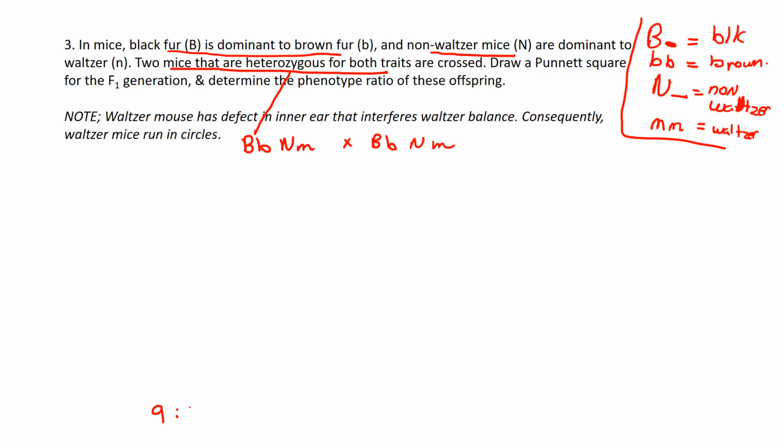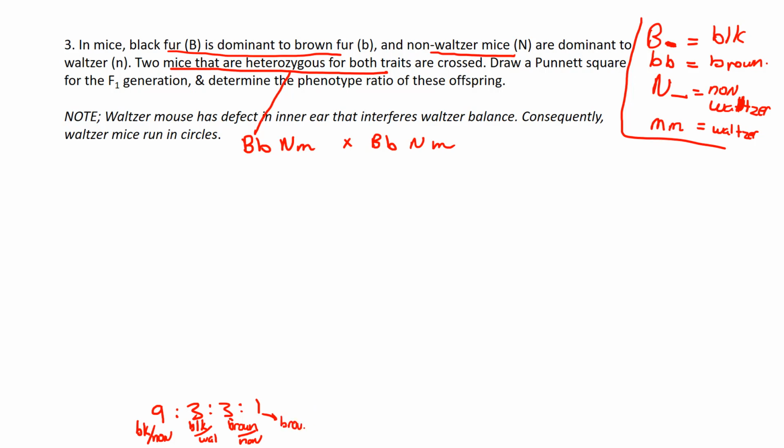We know it's going to be a 9, 3, 3, 1 ratio. If they were only asking for phenotypic ratio, we'd be done. So the 9 basically is double dominant: black and non, let's just abbreviate saying non. The 3 is one of the traits dominant, black, but the other one recessive, so that's going to be waltzer. The other 3 is the other trait recessive, so brown, and the other one dominant, non. And the 1 is double recessive.